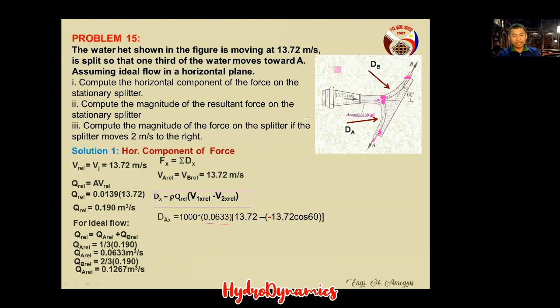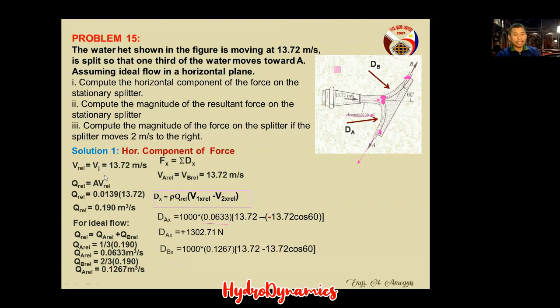To the left na, and that is cosine of 60. Component nito, ang component nito is cosine of 60. 60 degrees yung angle eh. Ayan, sige. So, cosine. So, negative in the left, towards the left direction. So, napapansin mo, mayroong negative sign. So, magiging minus, magiging plus. Yun yung dx. And yung dBx, ang dBx naman is 13.72 minus 13.72 cosine of 60.